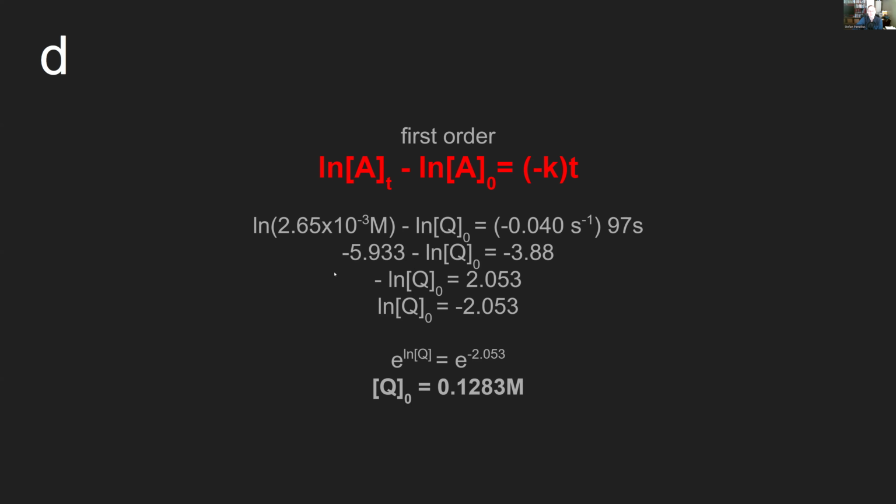Then if you combine those terms, you would have 2.053, because when you move this negative 5.933 to the other side, the negative becomes a positive. You then have the negative natural log of the initial concentration equal to 2.053. That becomes a negative number. To get rid of the natural logs, you raise things to the power of e, and you would have an answer of 0.1283 molarity.